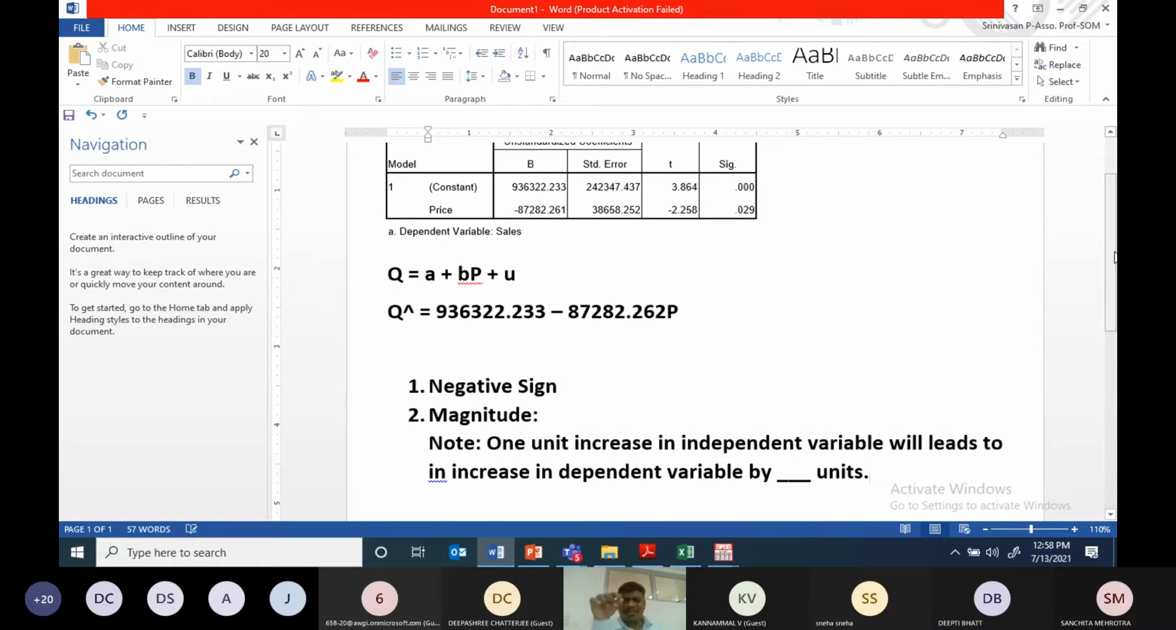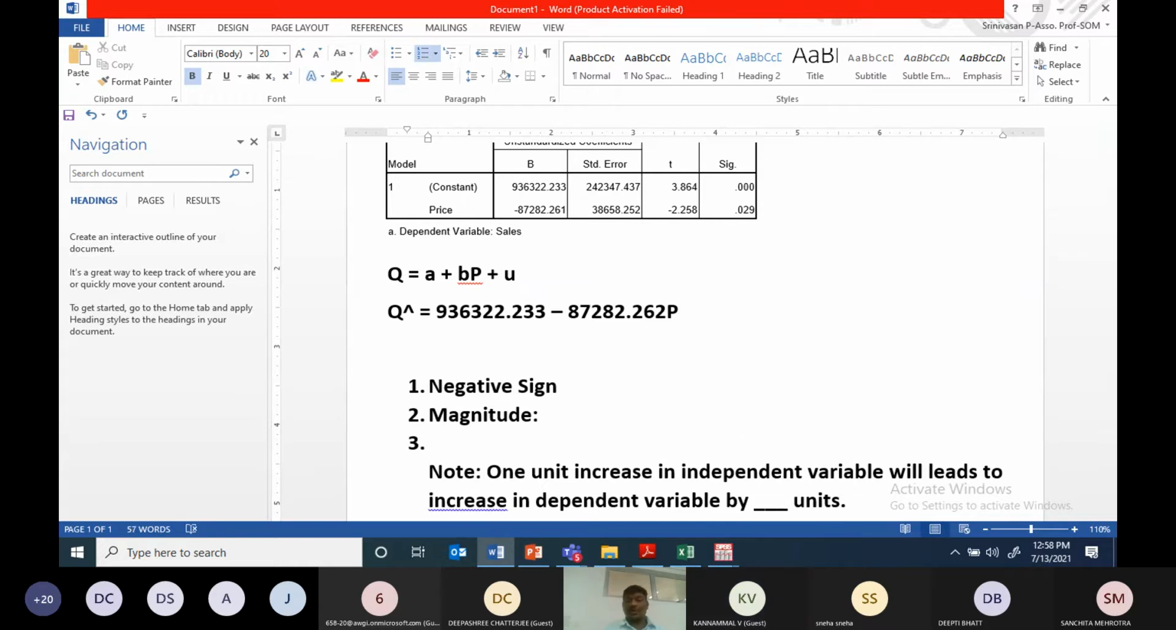I can show you mathematically with the geometric diagram, but I have to go on. See now how to write an interpretation. I will apply it here. 1 unit increase in the independent variable will lead to how much change in the dependent variable, and what is the sign? That is what we are going to find out. This is the general note I have given.